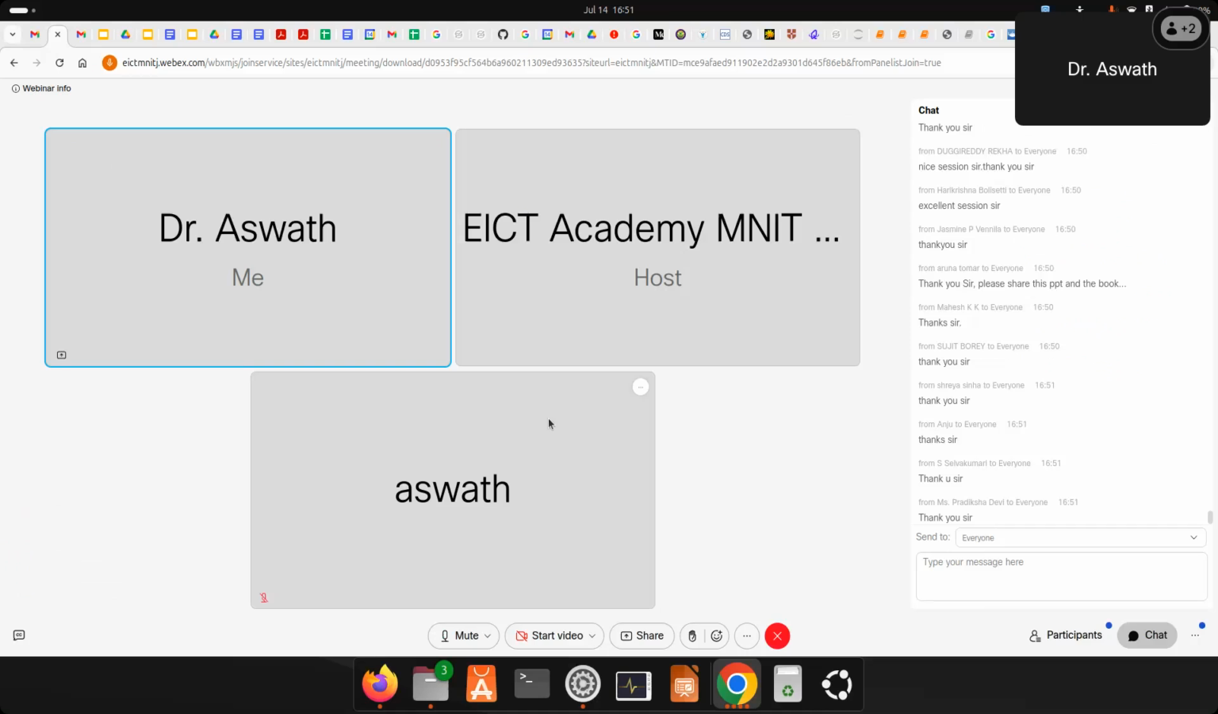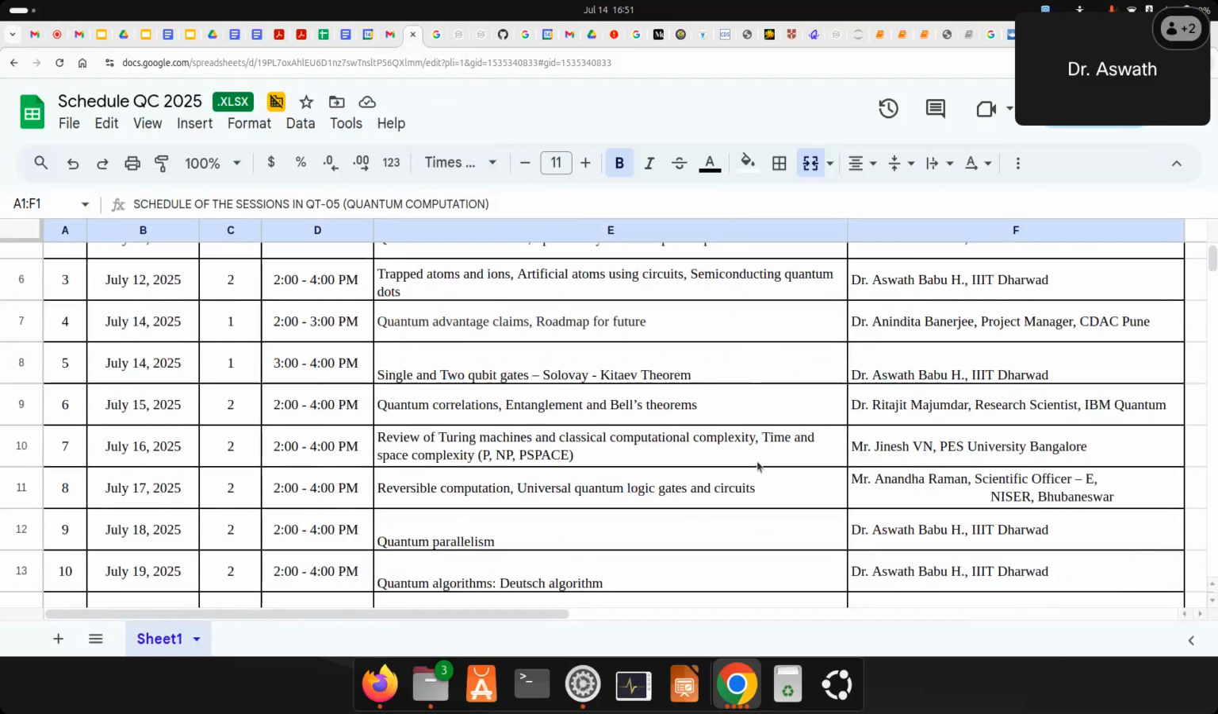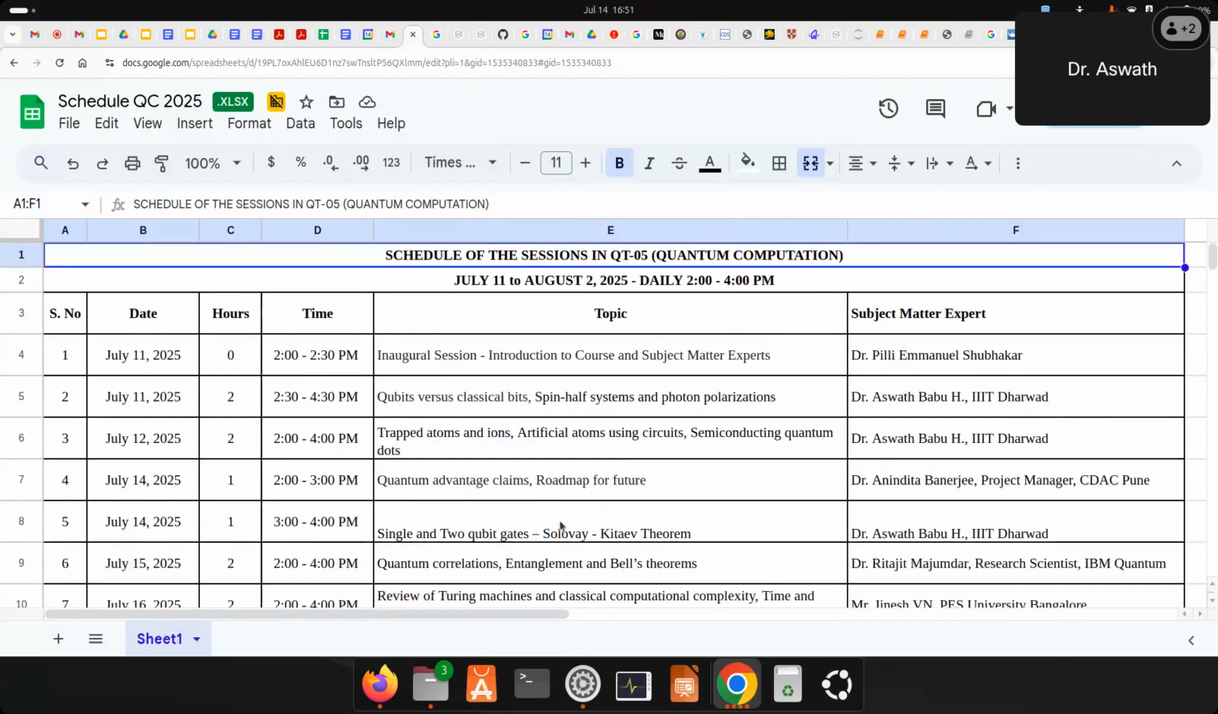Like I said, all the fundamentals required to go ahead are covered so far. I think Ritajit will start from quantum correlations, entanglement, and Bell's theorem. I'll come back for quantum parallelism on the 18th. Meanwhile, I'll share all my notes and PPT. I'll also share my Jupyter notebooks for your reference.